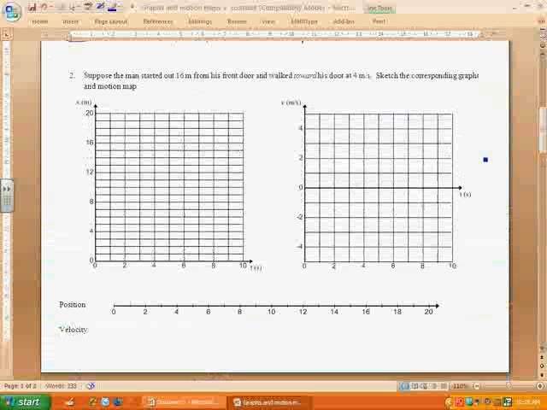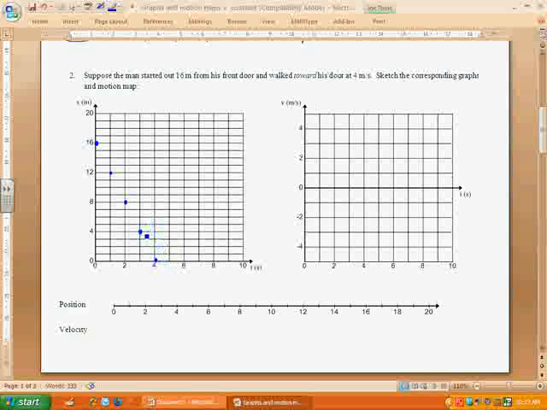The man started out 16 meters from his front door. So at time 0, he is at 16 meters. And he walked toward his door at 4 meters per second. So each second that passes, I'm getting 4 meters closer to the door. After 1 second, I'll be another 4 meters closer. After another second, 4 meters closer. After another second, and so you should be able to get this idea.